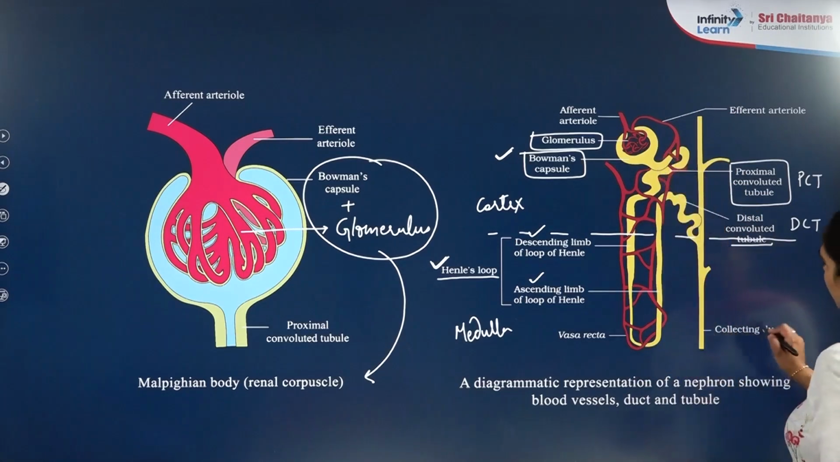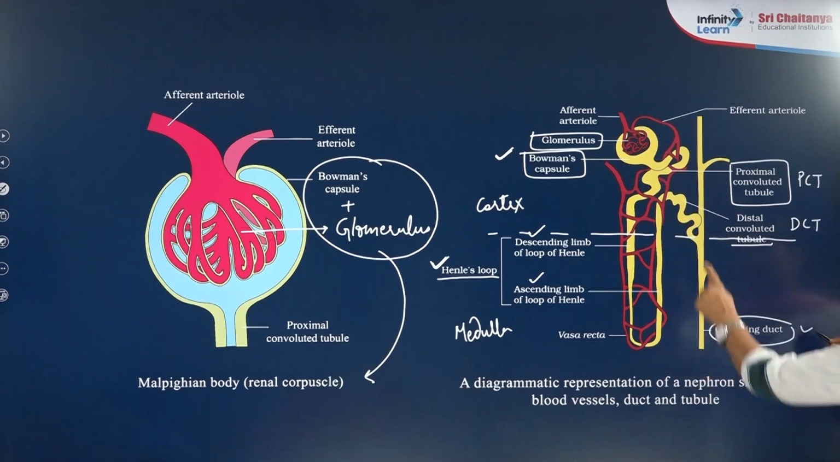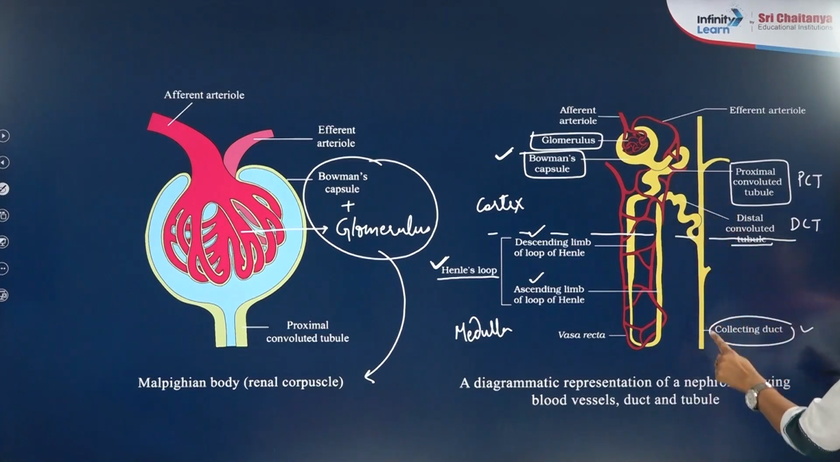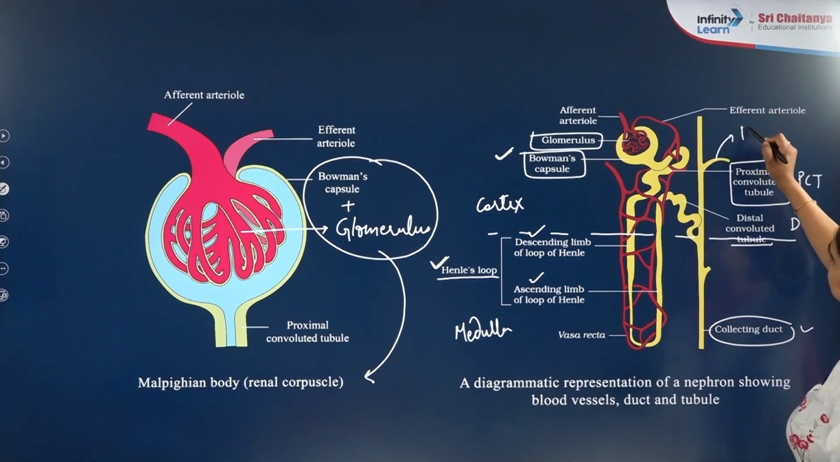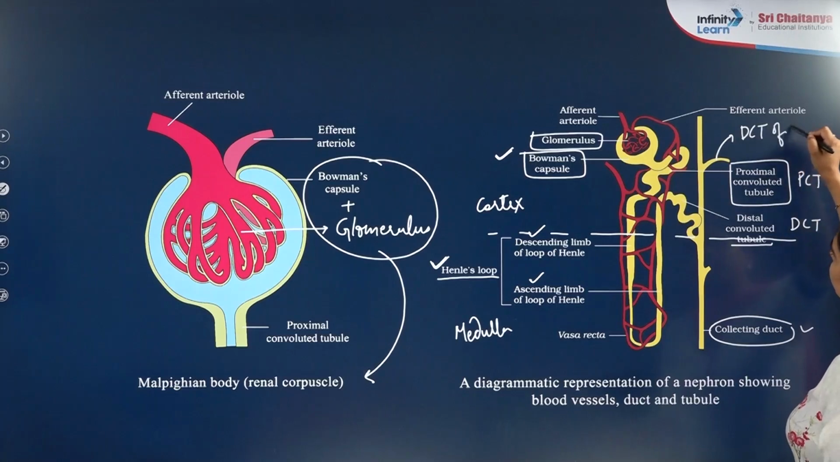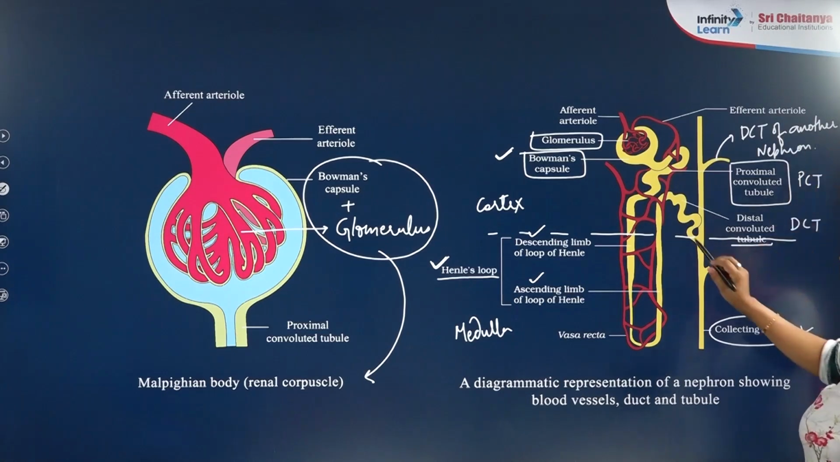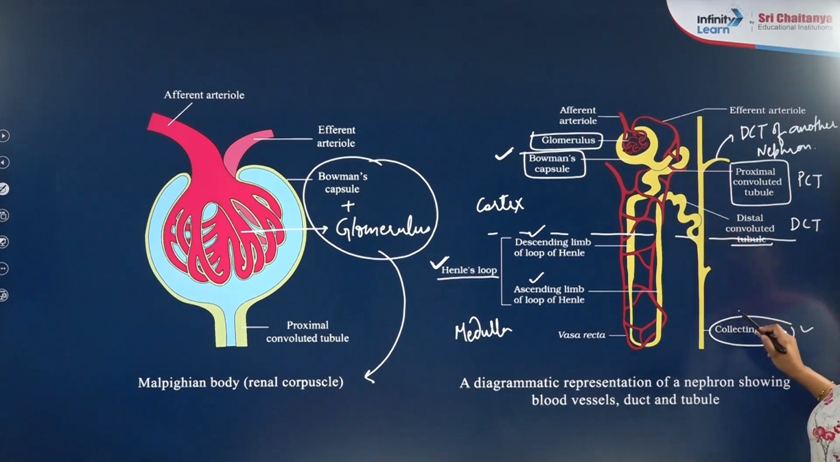Now, you can see, what is this? This is the collecting duct. DCT is opening into the collecting duct. What is this? This is the DCT of another nephron. So, not a single DCT is opening into a collecting duct.